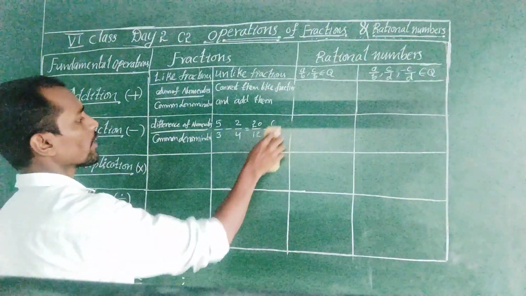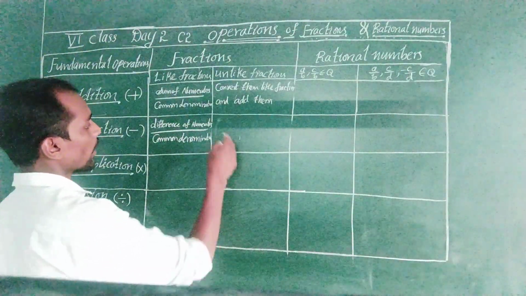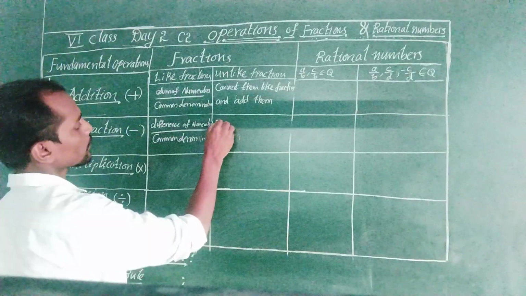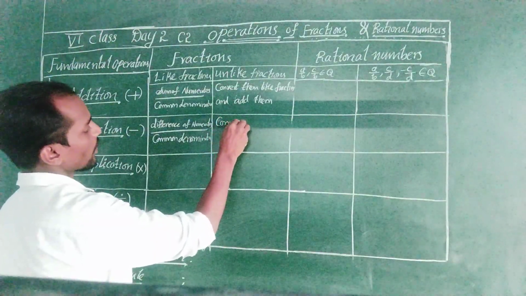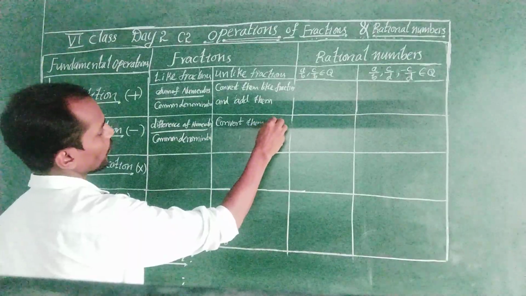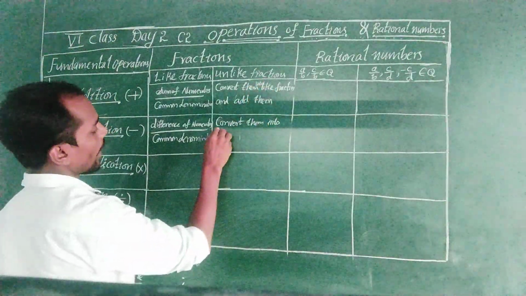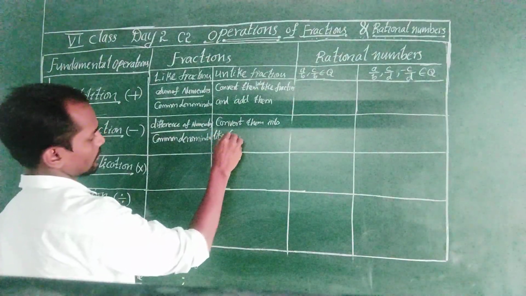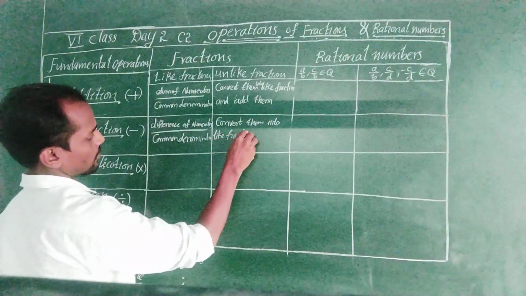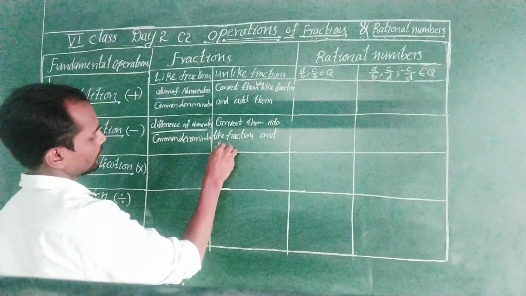Same here. Convert them into like fractions. Next, find out the difference and subtract them. Convert them into like fractions and subtract them.